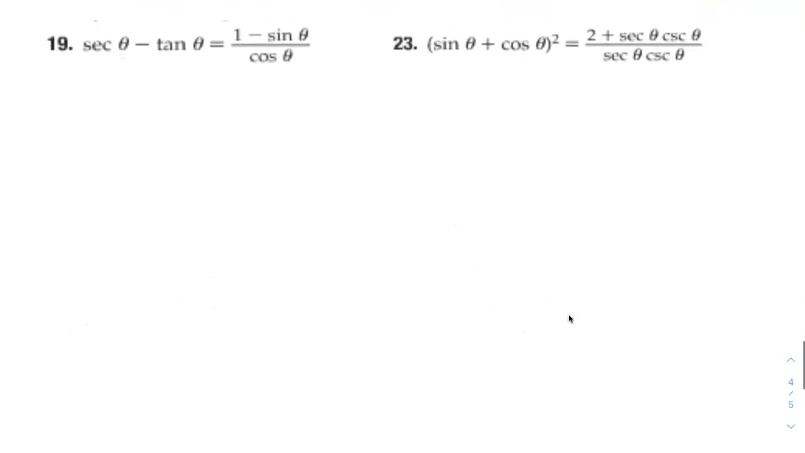Okay, last couple. So I got secant minus tan, and I got 1 minus sine over cosine. So you can work on either side. I'm always a big fan of this: if this has 2 terms and this has 1 term, it's easier for me to combine than it is to separate.